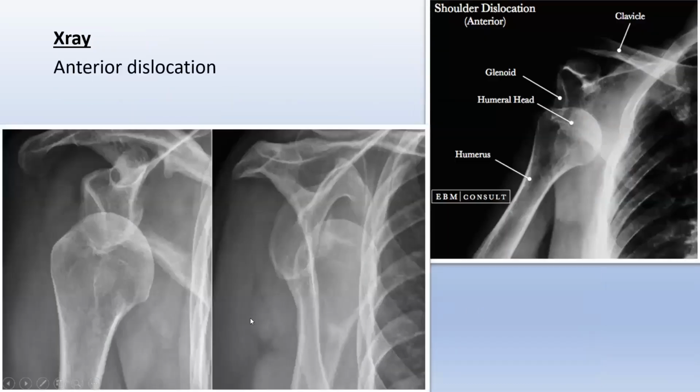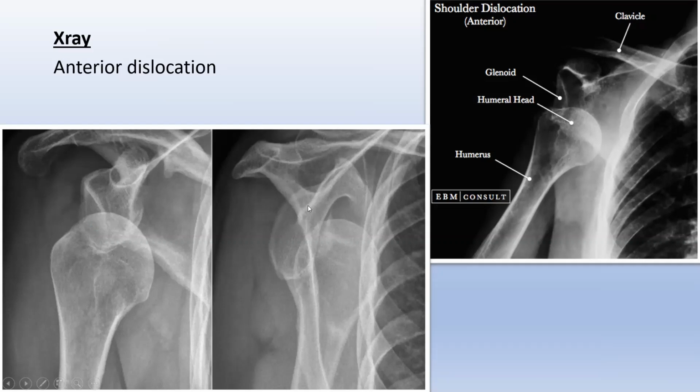X-ray. In this one, we can see the head is anterior and slightly inferior to the glenoid cavity. The head of the humerus is slightly anterior inferior to the glenoid cavity, and this is anterior dislocation. In this one, we can see that the position of the head of the humerus is posterior to the glenoid cavity, and therefore this is posterior dislocation. This is also anterior dislocation. In this X-ray, we can see that the head of the humerus is slightly anterior and inferior to the glenoid cavity. So this is anterior dislocation.